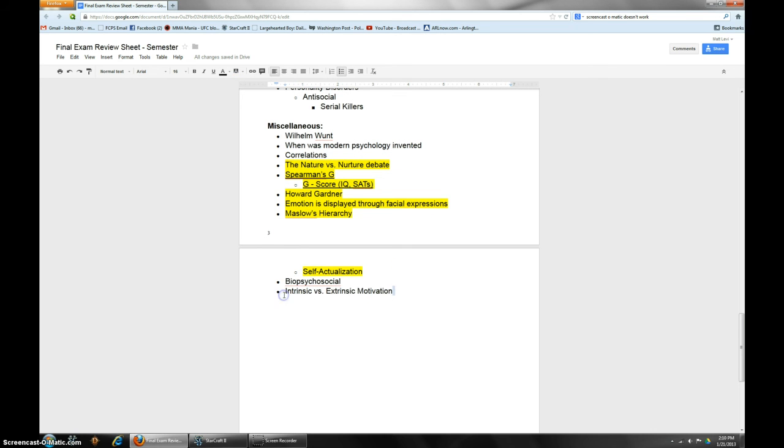Biopsychosocial and intrinsic versus extrinsic motivation. Intrinsic motivation is motivation that comes from within. Extrinsic is motivation that comes from the outside. So getting candies or rewards is extrinsic motivation.